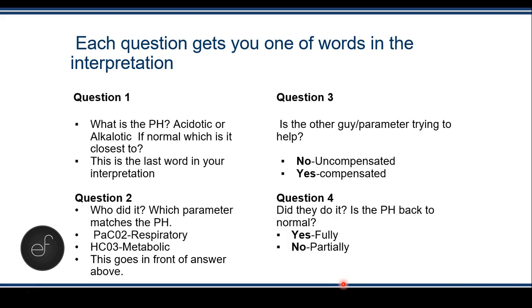Question 2, who did it? Which parameter matches the pH? If the PaCO2 is going the same direction as the pH, then it's respiratory. If it's the bicarb, then it's metabolic, and that goes right in front of the answer to question 1. Question 3 is a yes or no question. Is the other guy, or parameter, trying to help? No, uncompensated. Yes, you write compensated. Question 4, did they do it? Is the pH all the way back to the finish line in the normal range? Yes, you write fully. No, you write partially.